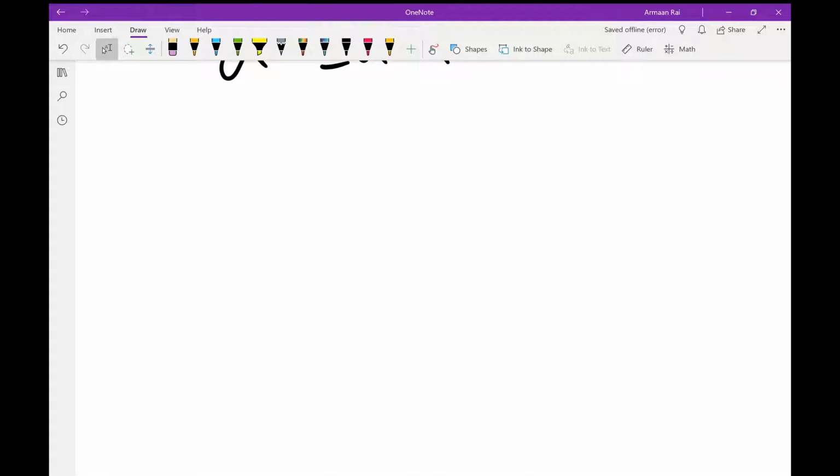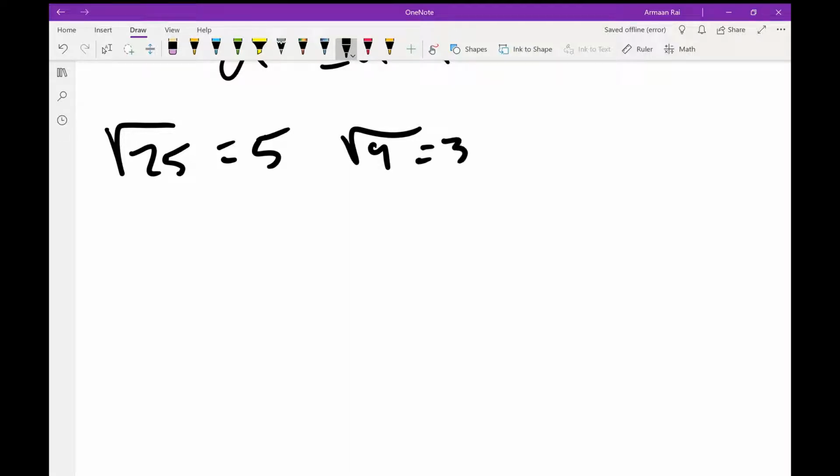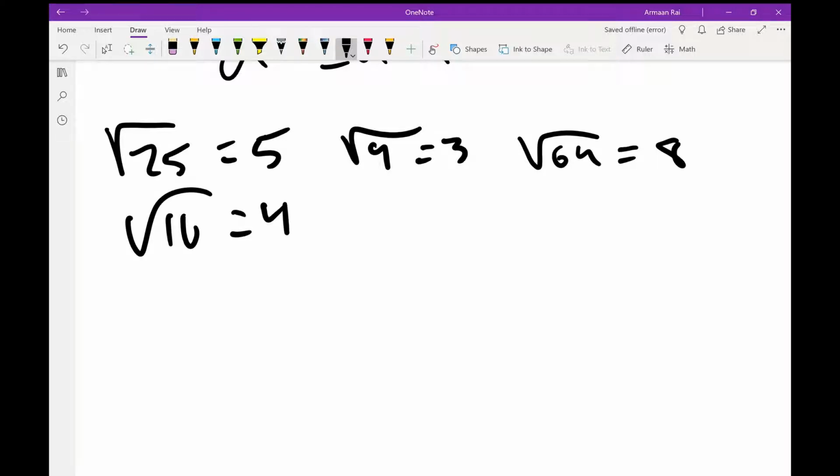Now let's have some examples. What's the square root of 25? Well, that's 5. Everyone knows that. What's the square root of 9? Well, that's 3. What's the square root of, let's say, 64? Well, that's 8. What's the square root of 16? Well, that's 4. This is all very simple.